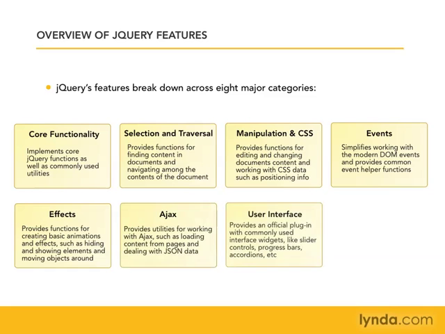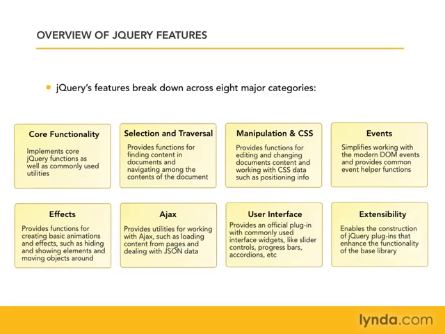Then there's the UI category, and the UI category is actually a plugin. It's an official plugin from jQuery that provides some pretty common interface widgets, like slider controls, accordion, progress bars, dialogues, that kind of thing. And then finally, there's extensibility. And the extensibility category is what enables the construction of jQuery plugins that basically add on to the functionality of the base library.